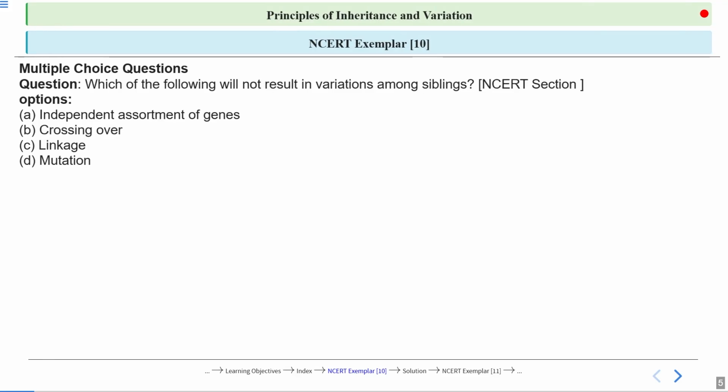So what is the first question here? Which of the following will not result in variation among siblings? In the offspring and in the siblings, there are variations. They differ from their parents, and siblings differ among themselves also. Clear? So which of the following events will not result in any variation in the siblings? The options are: independent assortment of genes, crossing over, linkage, and mutation. So what will be the correct answer here?